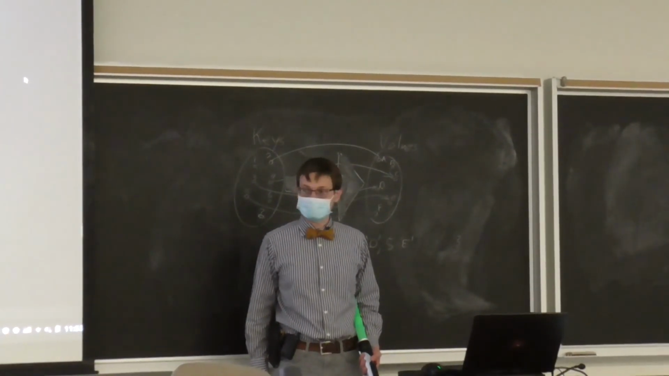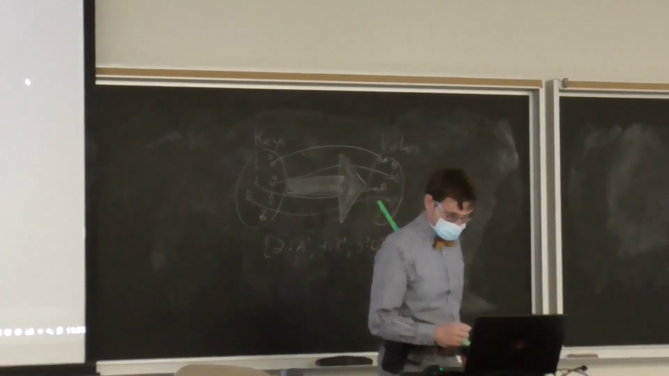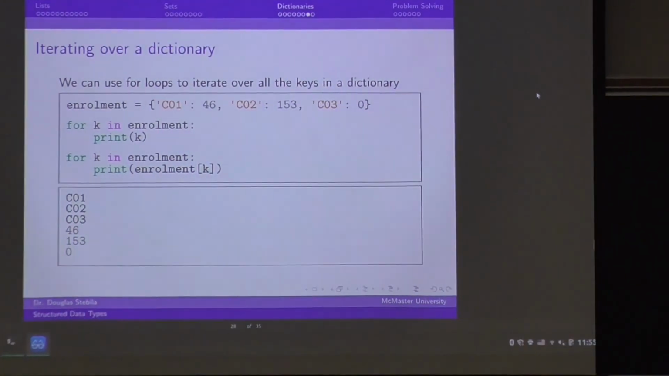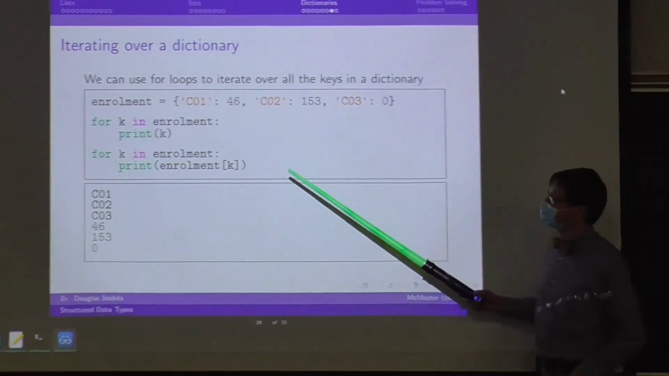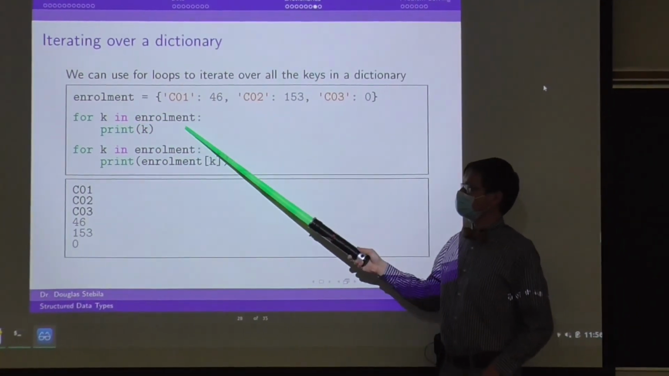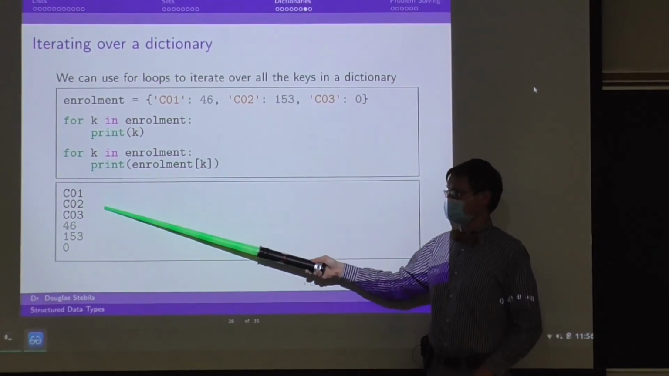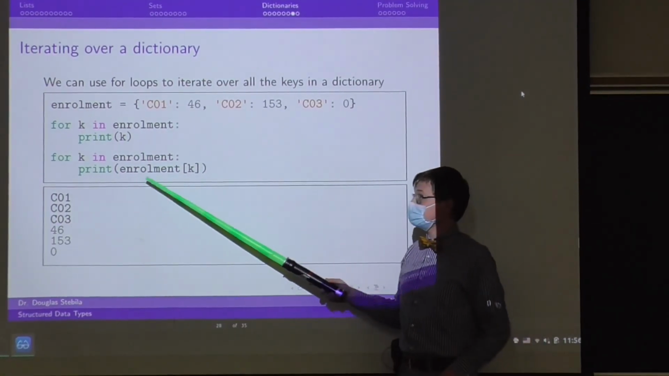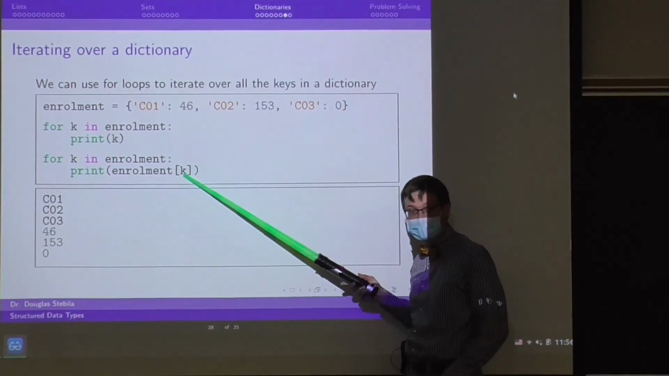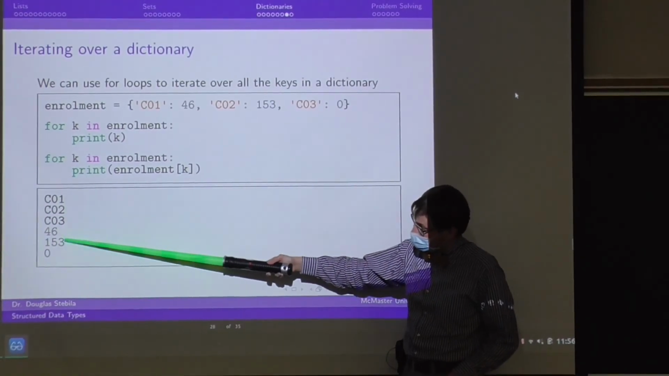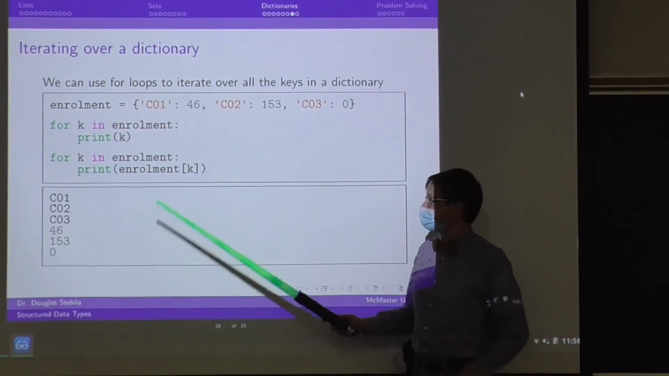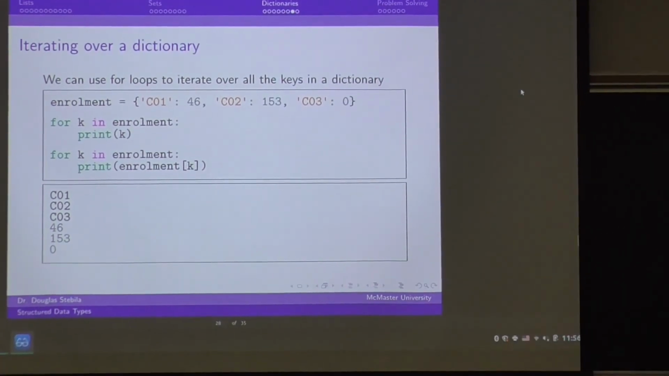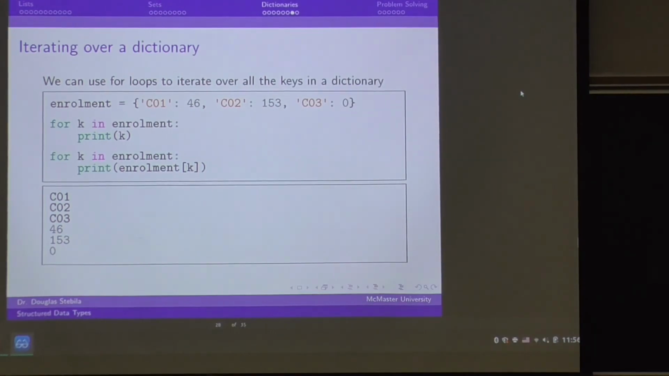Make sense? Good. So the difference comes in: for K in enrollment, if we print K, we get each of the keys in enrollment: 1, 2, 3. If we print enrollment at K, then we print out the values, right? But K itself is the keys. That's how for loops work on dictionaries. Any questions so far?